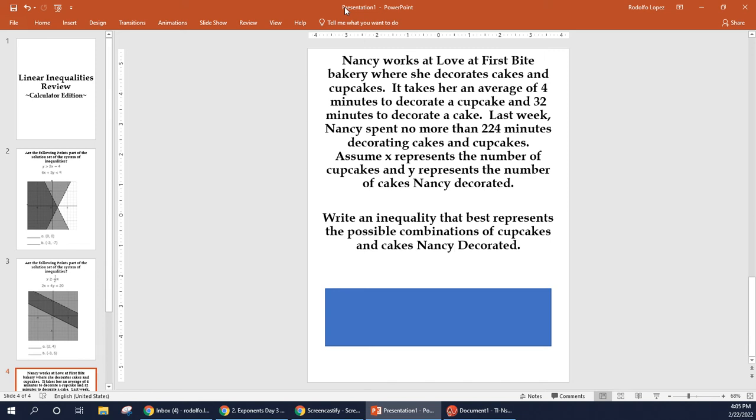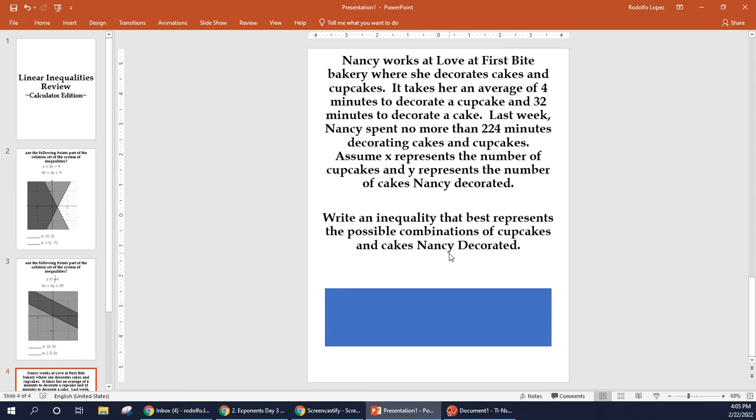Nancy works at a Love at First Bite bakery where she decorates cakes and cupcakes. It takes her an average of 4 minutes to decorate a cupcake and 32 minutes to decorate a cake. Last week, Nancy spent no more than 224 minutes decorating cakes and cupcakes. Assume X represents the number of cupcakes and Y represents the number of cakes Nancy decorated. We want to write an inequality that represents the possible combinations of cupcakes and cakes Nancy decorated.